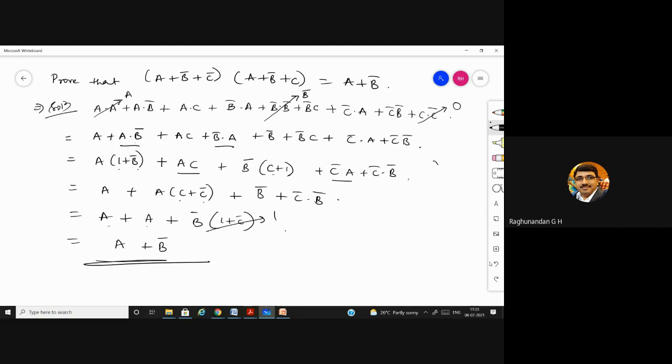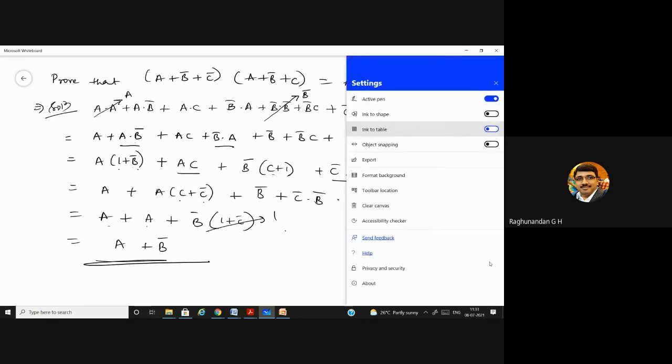Okay. So you can do it in many steps. You can do it in 10 steps. You can do it in 5 steps also. This is how we are going to solve the problems with respect to the simplification of the equations. In the same way, you can solve other problems whichever is given in the book.